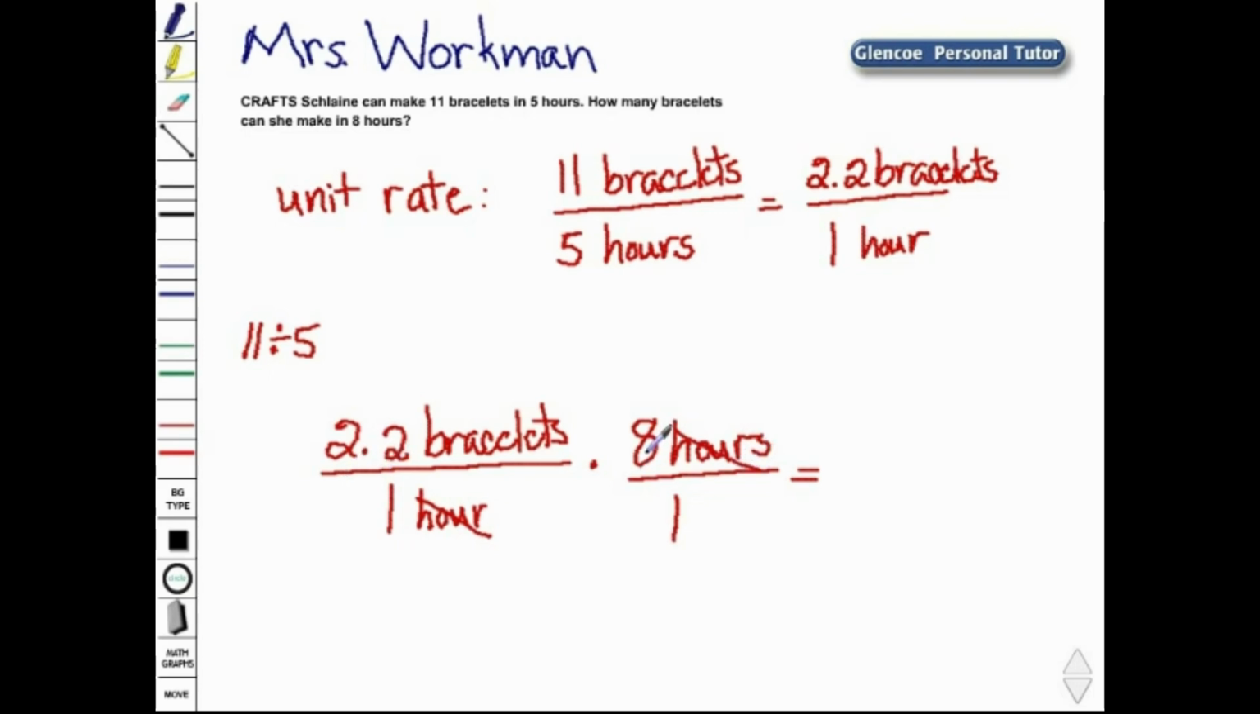2.2 times 8 is 17.6. In the denominator, we have 1 times 1, or 1, so we'd have 17.6 over 1, which is just 17.6 bracelets. So the answer to the question, how many bracelets can she make in 8 hours? She can make 17.6 bracelets.